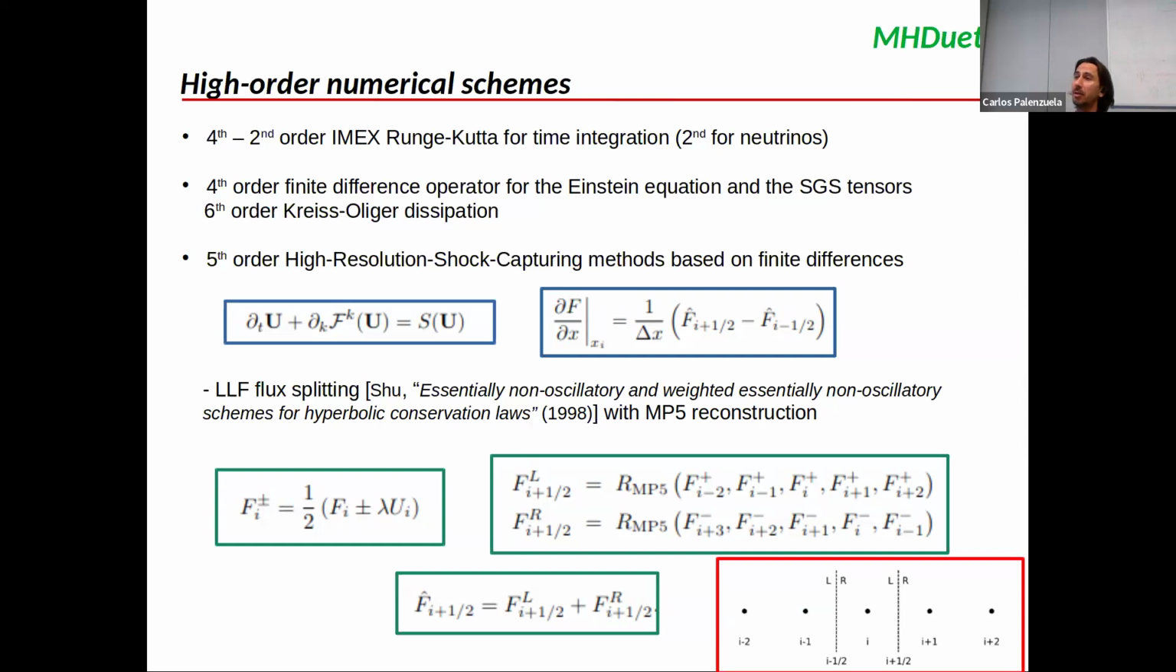That means that although the discretization of the flux is performed in a conservative way, as in finite volume, these fluxes at the interfaces are computed based on a reconstruction of points at the grid points. Following just the LLF flux splitting that was described in the paper of Shu in '98, where we used the MP5 reconstruction because we realized that it was very robust and much faster than others.